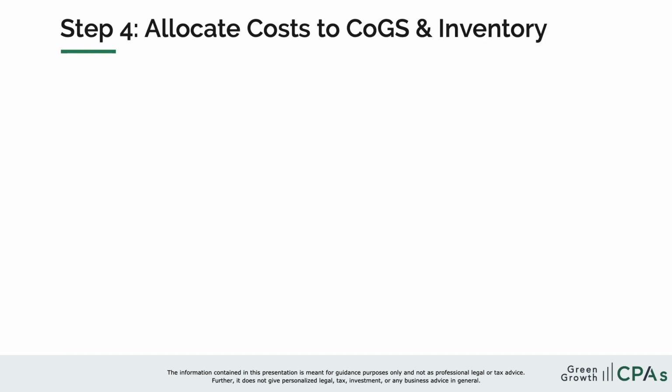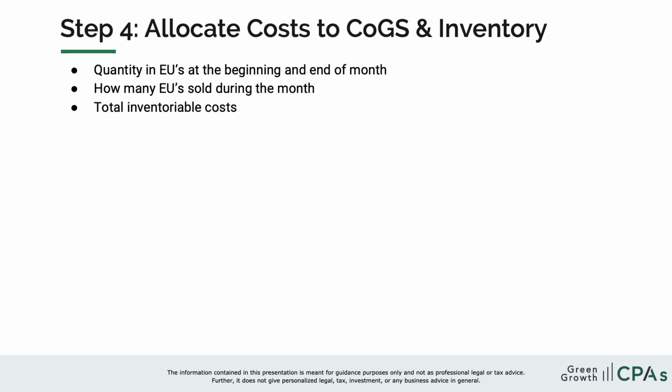Now, step 4, the meat and potatoes of this entire presentation: allocating those costs to COGS and inventory and how you actually do that. So what you're going to need to do this exercise is the quantity in equivalent units at the beginning and end of the month, and then how many equivalent units were sold during the month. Now again, I'm going to simplify this and not even show all the calculation of plants in progress at each stage.